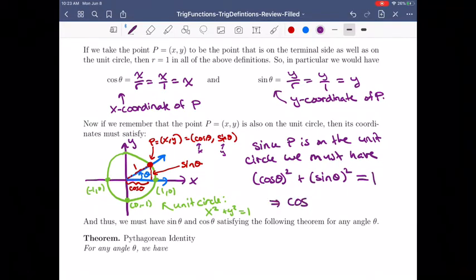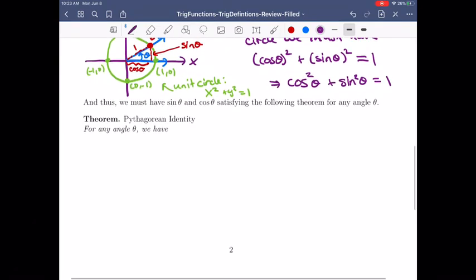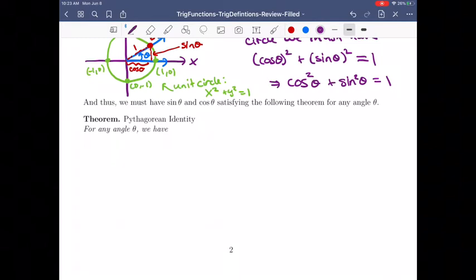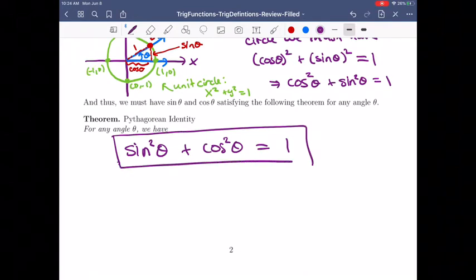Now when we square a trig function, we normally write the square here so we can save the brackets. This is one of our first identities, and one of the most important, the Pythagorean identity. For any angle θ, sin²θ + cos²θ has to be equal to 1. If you're going to remember an identity, this is the one.